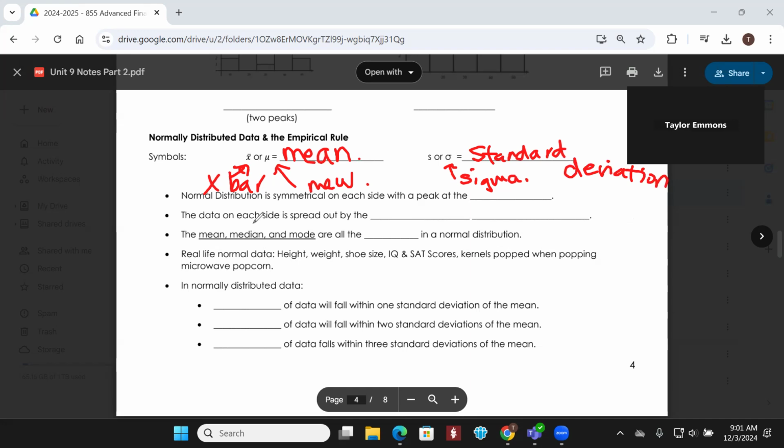Okay, normal distribution. Normal distribution is symmetrical on each side with a peak at the middle. The data on each side is spread out by the standard deviation.